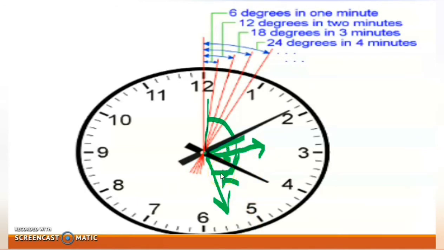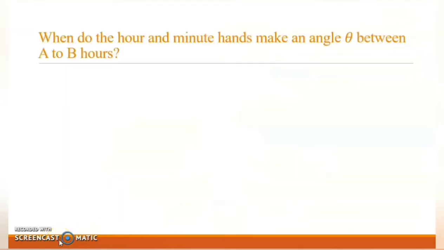That is what we are going to find: what is the time between 2 hours to 3 hours when the two hands make the angle 90 degrees. And to our surprise, we may find more than one time instance wherein the two hands make an angle of 90 degrees between any given two hours. So let's look at the formula.